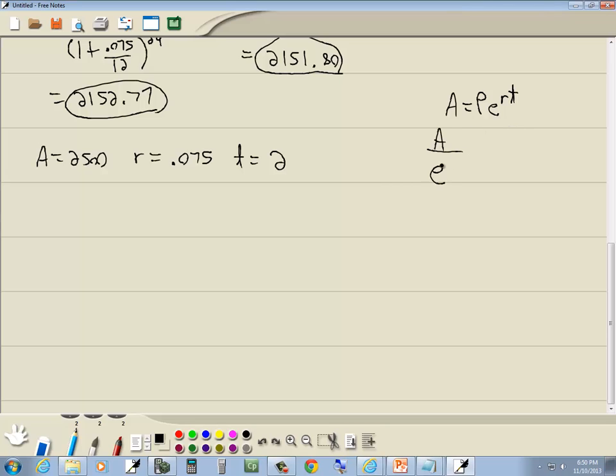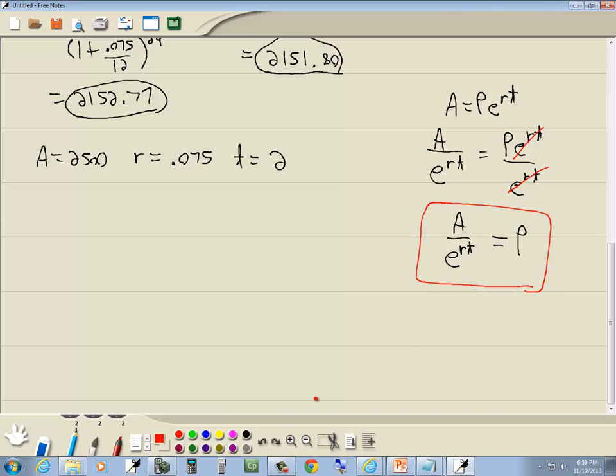So A divided by e to the RT is equal to P e to the RT divided by e to the RT. The e to the RT's will cancel and leave us P is equal to A over e to the RT. Well, this is the formula we want to use for this one.